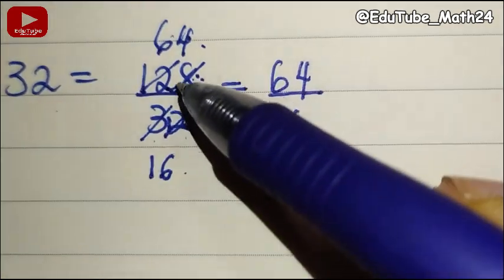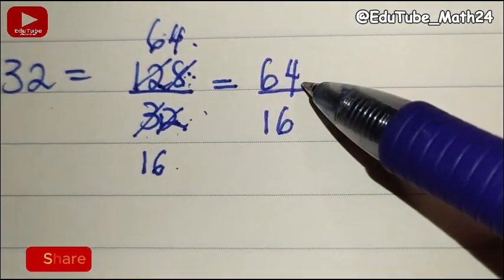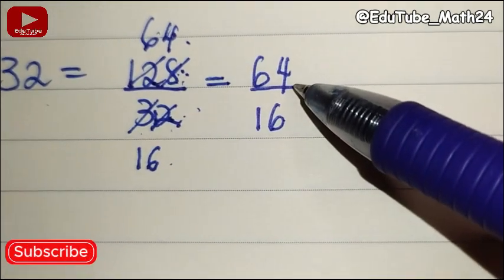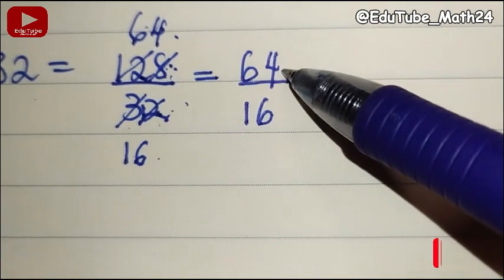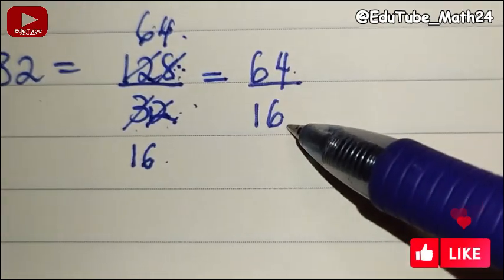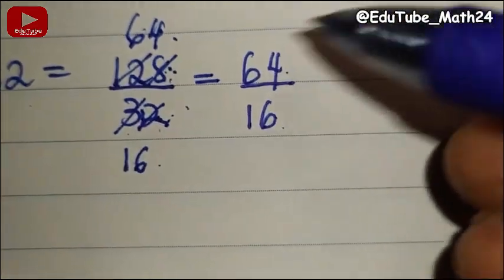Now, like we said, when we reduce 128 and 32, we said if the last digit is an even number, that means 2 is their common factor. So the last digit here is 4, making it an even number. The last digit here is 6, making it an even number. So that would mean that 2 can still break them further.